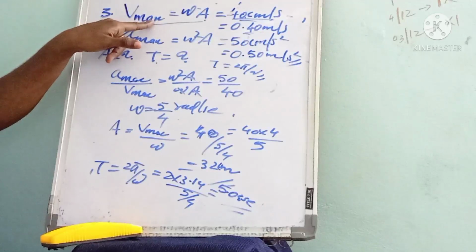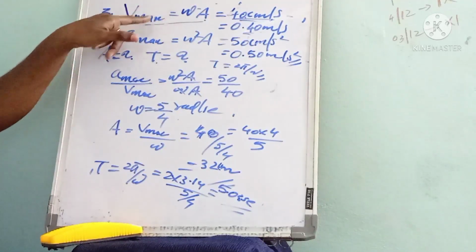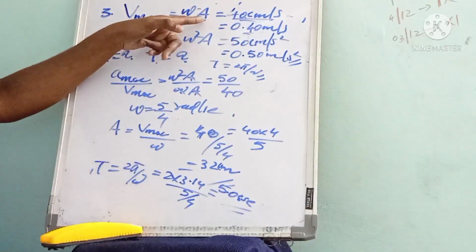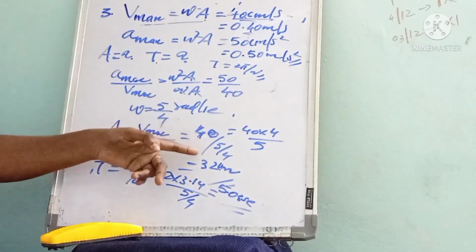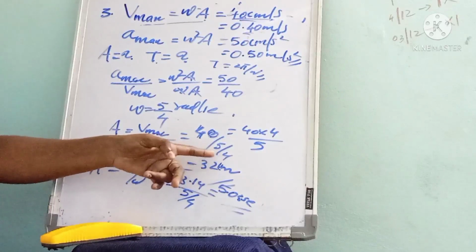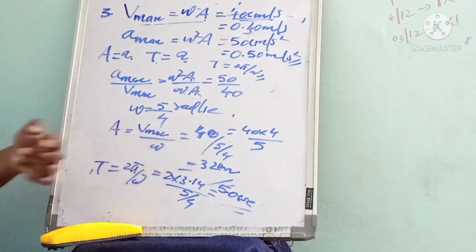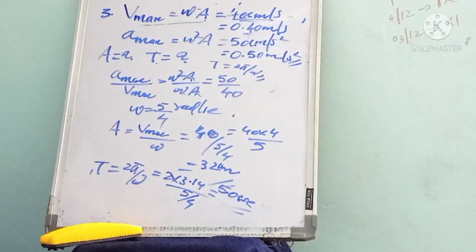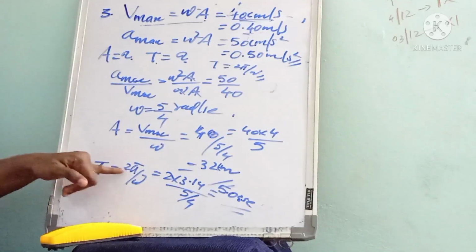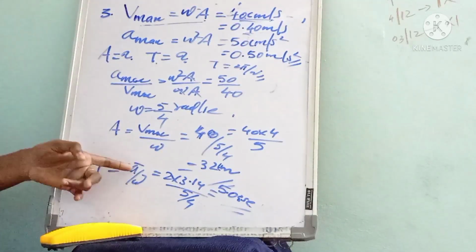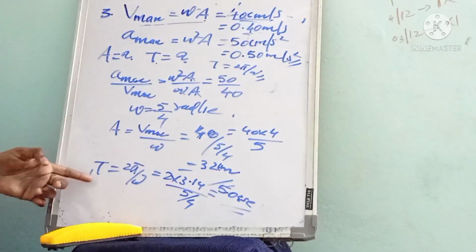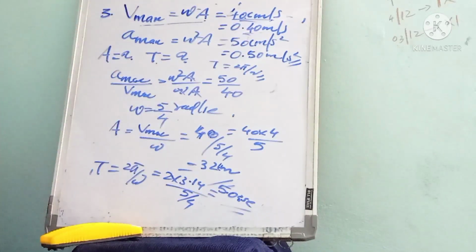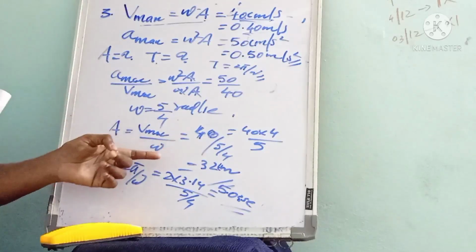Then from equation 1 we know V max equal to omega A. From this amplitude A is equal to V max by omega. So V max is 40 divided by omega, which is 5 by 4. By simplifying this we will get the amplitude as 32 centimeter. Next the time period T is equal to 2 pi by omega. Then 2 into 3.14 divided by omega, 5 by 4. By simplifying this we will get the value of time period as 5.03 second.